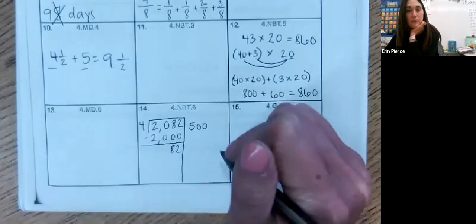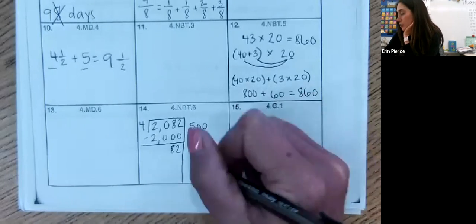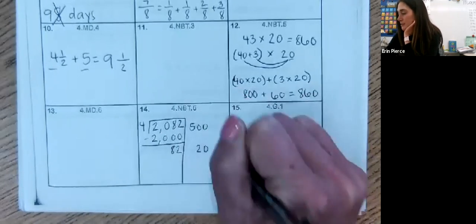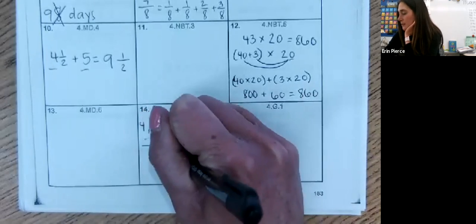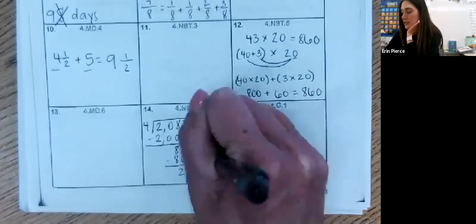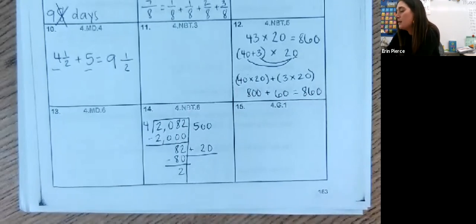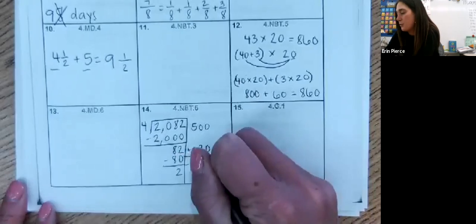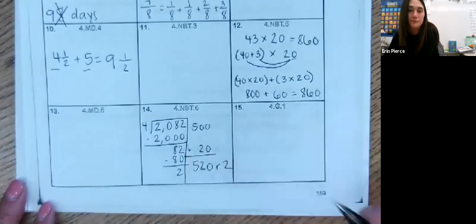Well, 80 divided by 4 is 20. 20 times 4, 80. I subtract and get 2 remaining. So I can't divide 2 by 4, so I leave it. My answer is 520 remainder 2.